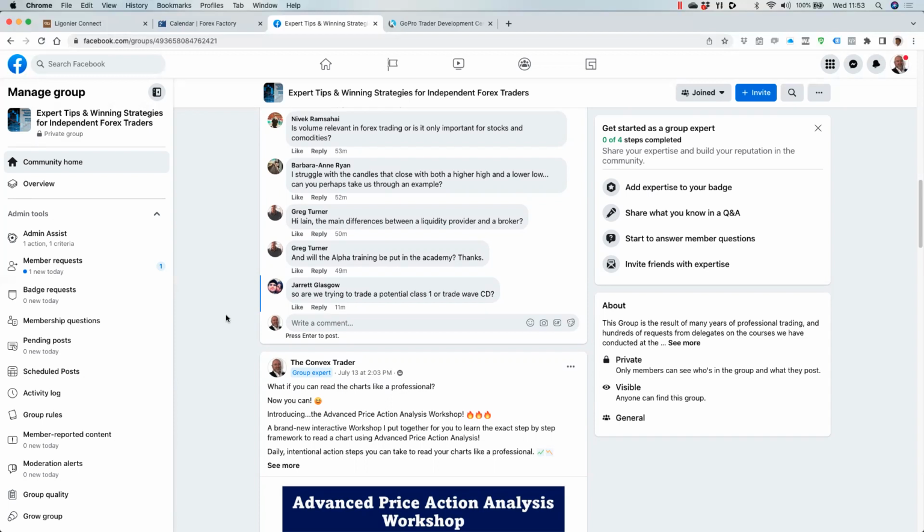Greg's asking, what's the main difference between a liquidity provider and a broker? Okay, so a broker is supposed to facilitate the trade. They are not supposed to be a counterparty. A liquidity provider will always be a counterparty. Now, unfortunately, especially in the Forex market, a lot of brokers are also your counterparty, in which case there's a conflict of interest. And that's why, folks, I have got your broker selection guide in the academy, so that you will always make sure that your broker is the right broker.